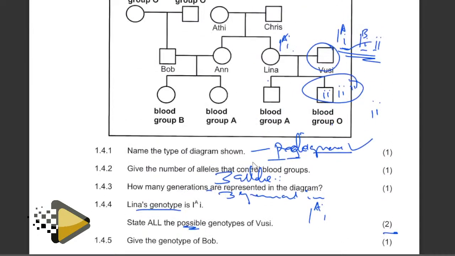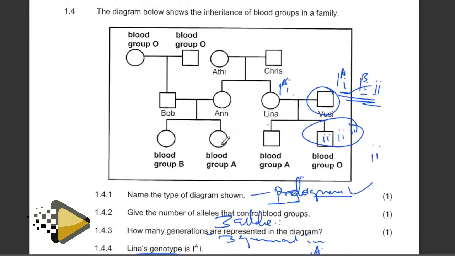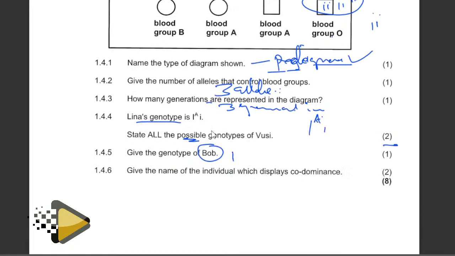Someone is saying that 4 generations. I don't know where you got the 4 generations, but here it is showing you 3 generations. All right. Then they're saying give the genotype of Bob. Where's Bob? So if this person is O, and this person is also O, definitely there's no way Bob will be A or B. It will be O. So the genotype of Bob is going to be II. So I think that one is also correct.